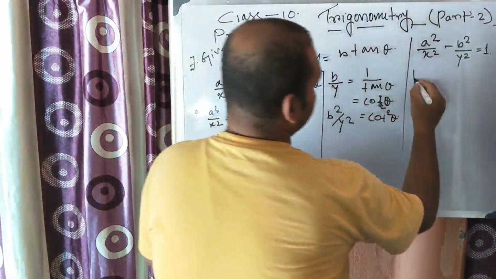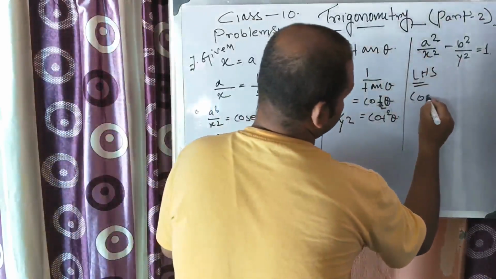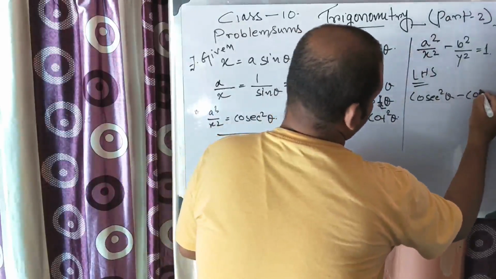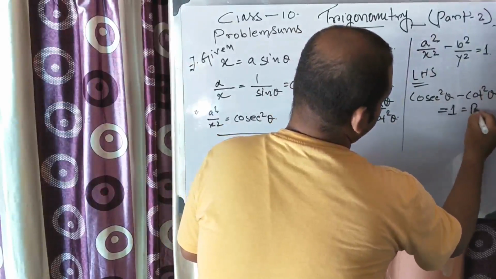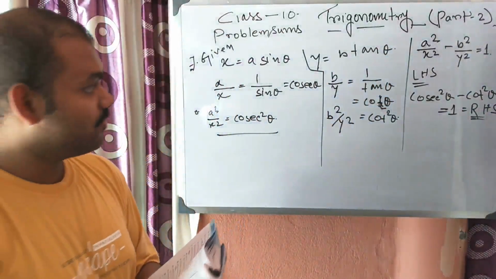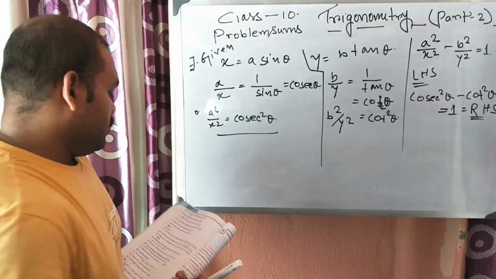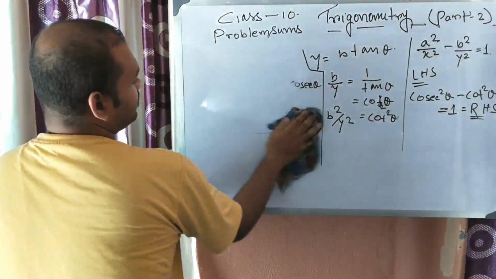Now put the value on the LHS. A square by x square is cosec square theta, and b square by y square is cot square theta. So it is equal to 1, equal to RHS. So it is the identity. Okay, so these are the types of sums in this chapter.